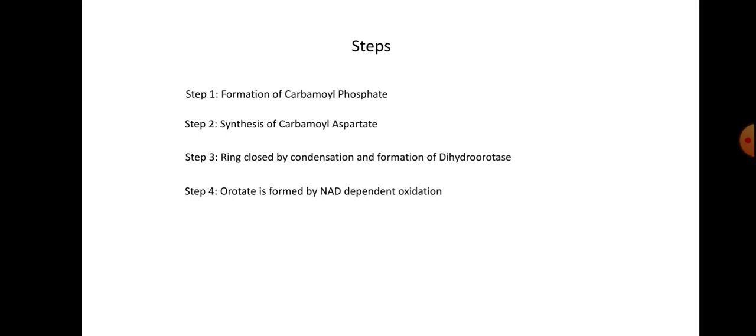Step number 4 is where orotate is being formed from a NAD dependent dehydrogenation or oxidation reaction. Step number 5 and 6 are very closely linked. So what happens is that a ribose 5-phosphate moiety is being added to orotate, which forms OMP, and OMP is being decarboxylated to form our product, which is uridine monophosphate, and this is step 5 and 6.